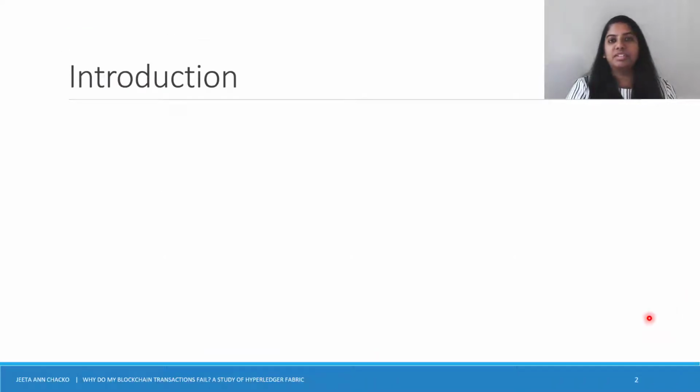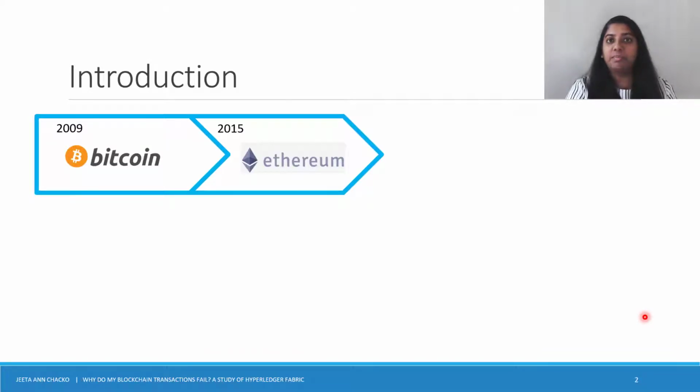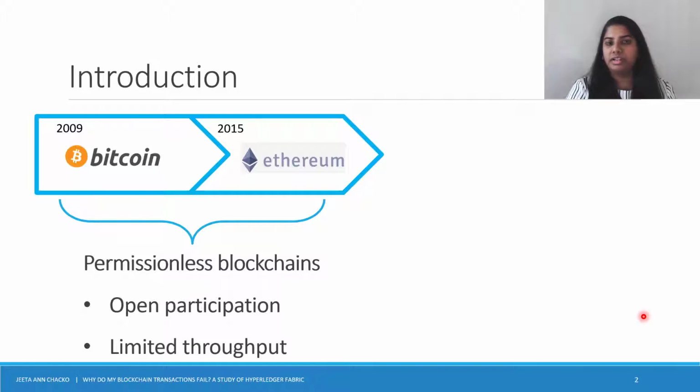The concept of distributed trust and immutable ledgers was reintroduced with the launch of Bitcoin back in 2009. It became even more popular when Ethereum was launched. Such blockchains are now known as permissionless blockchains because they allow an unlimited number of unauthorized participants. Also, they can guarantee only a limited throughput.